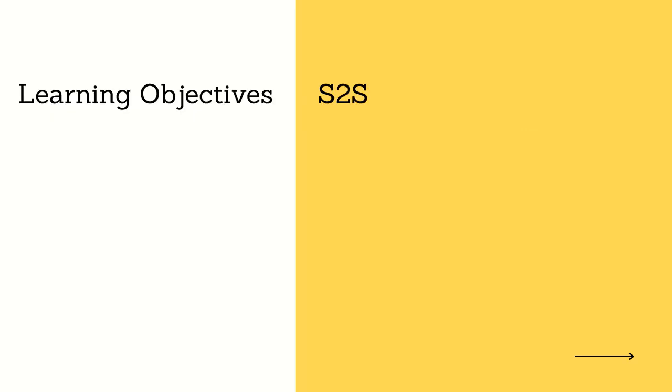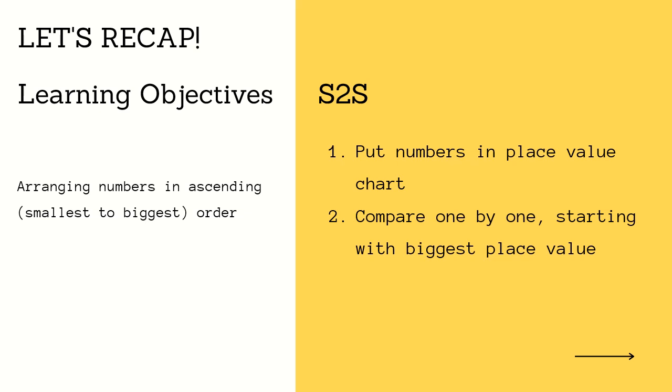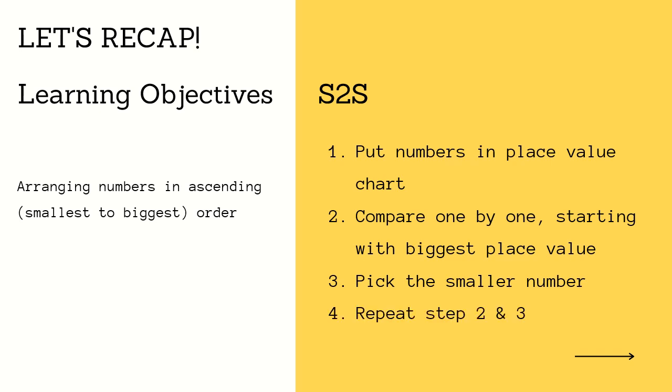So let's quickly recap our learning objective and our steps for today. Today we are arranging numbers in ascending order from smallest to biggest. The first step is we're going to put the numbers in the place value chart. Second, we are comparing one by one starting with the biggest place value. The third step is we pick the smaller number because we are arranging them in ascending order. The last step is we are repeating step 2 and step 3 until we have arranged the numbers from smallest to biggest order.